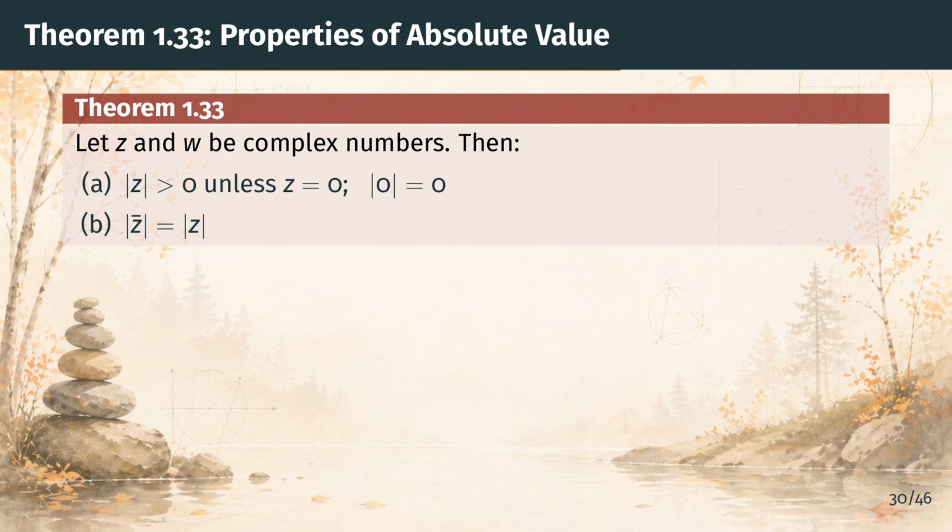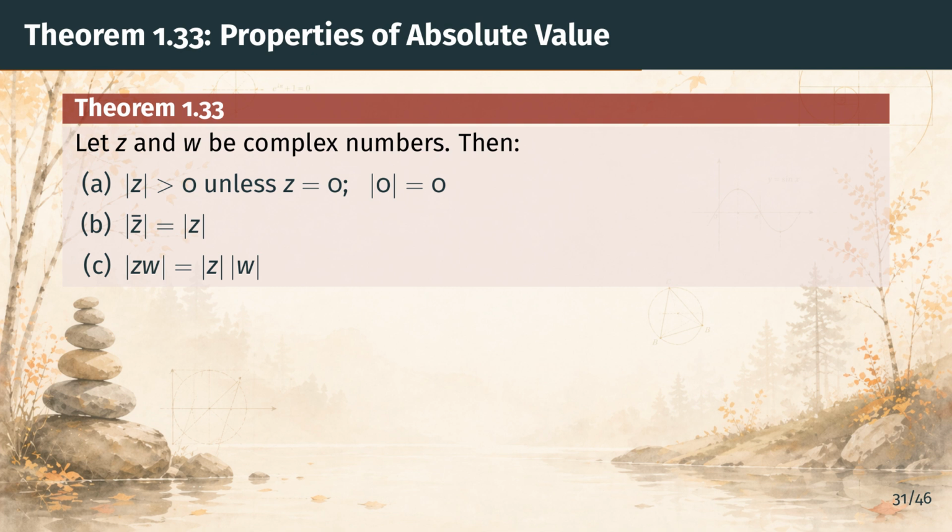Next, a key algebraic property. Part C says the absolute value is multiplicative. The absolute value of a product equals the product of the absolute values. This is a crucial property. It means the absolute value is a homomorphism from the multiplicative group of complex numbers to the positive reals.